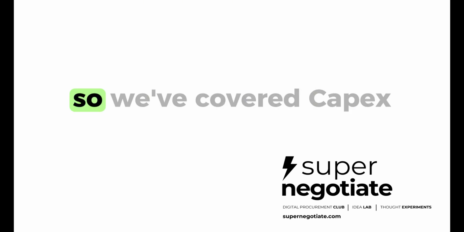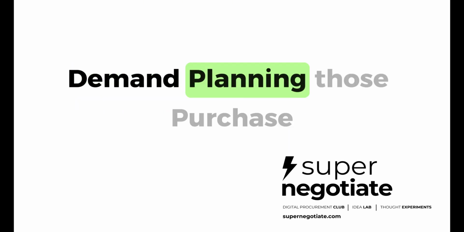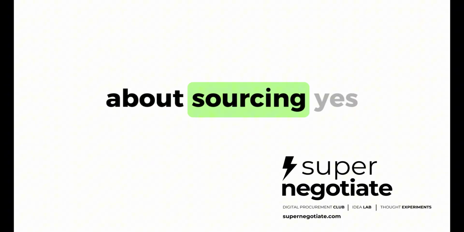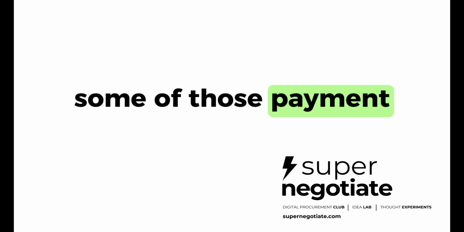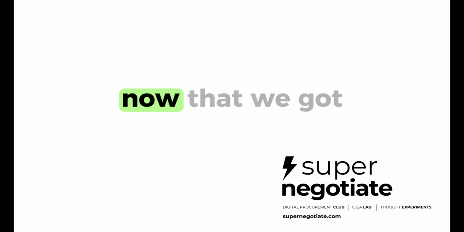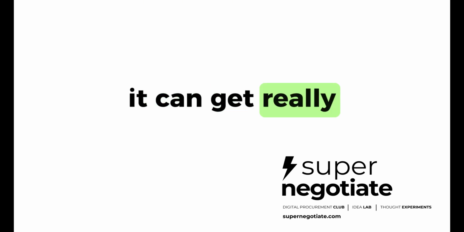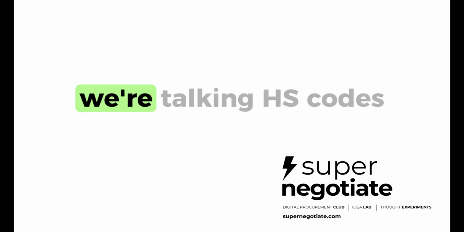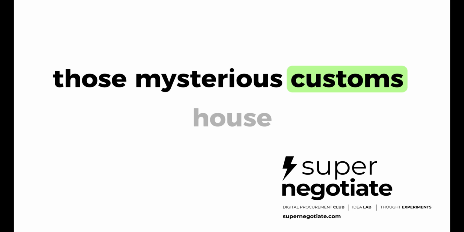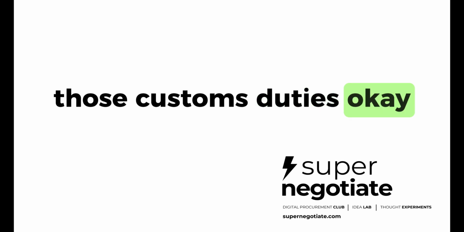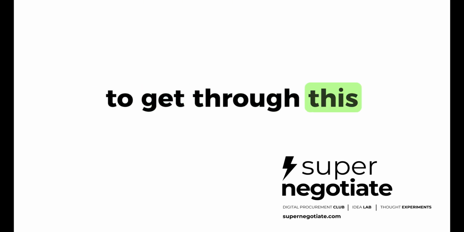Okay. So we've covered CapEx, OpEx, demand planning, those purchase requisitions, material codes. We've talked about sourcing. We even touched on some of those payment terms. What's next? Now that we've got the financing figured out, it's time to dive into the world of customs clearance. Get ready, because this is where it can get really intricate. Intricate in what way? We're talking HS codes, CIF values, those mysterious customs house clearing agents, and even strategies for how to legally reduce those customs duties. This sounds like I need another cup of coffee to get through this. All right.